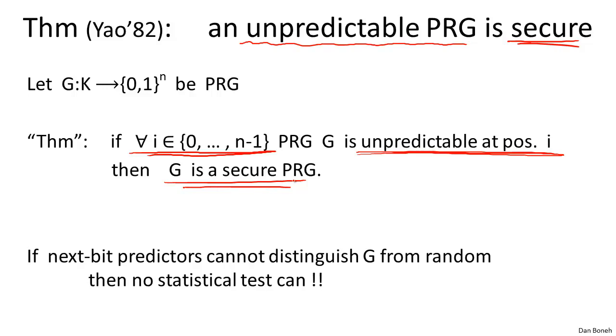I want to paraphrase this in English, and so the way to interpret this result is to say that if these next bit predictors, these predictors that try to predict the i plus first bit given the first i bits, are not able to distinguish G from random, then in fact no statistical test can distinguish G from random. So next bit predictors are in some sense universal predictors when it comes to distinguishing things from random.